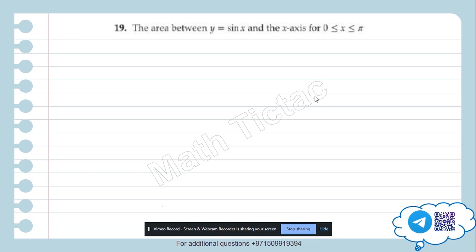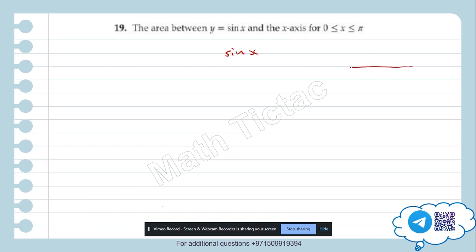Okay, the area between y equal to sine x and the x-axis. So in here, they haven't said anything. They said only between 0 and pi. So they haven't mentioned if it's above or below. We have to find out if this function between 0 and pi will be positive only or negative only or positive and negative. So in here, I will say 0 to pi. So this is sine x.